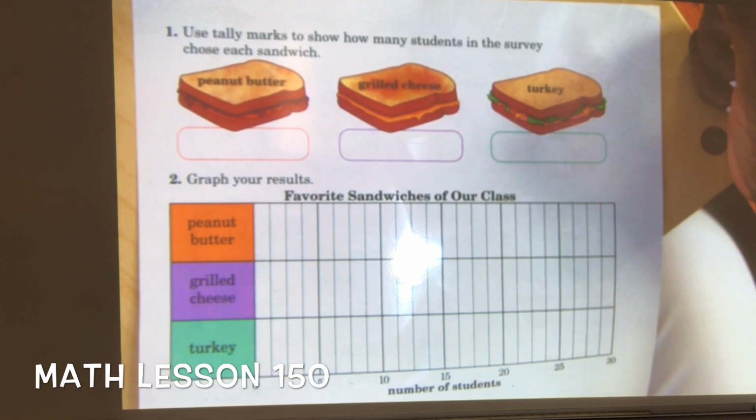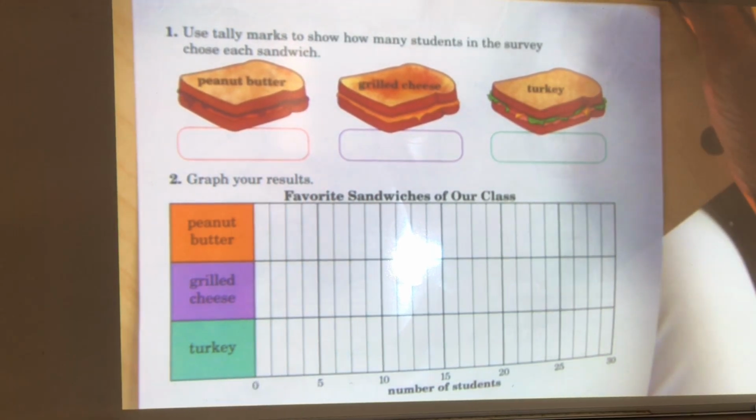Today is lesson number 150. Boys and girls, we're going to use our seat work page 300 to do our math lesson for today. Take a look at section 1. It says use tally marks to show how many students in the survey choose each sandwich.